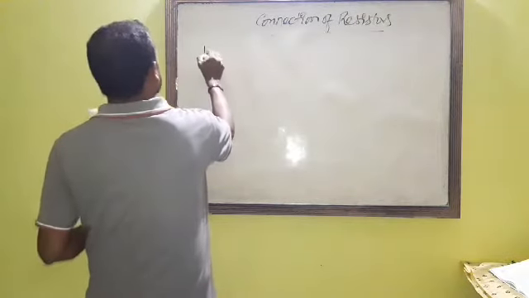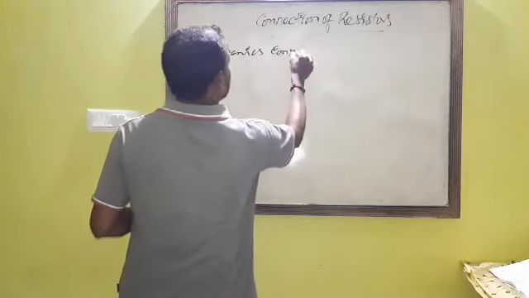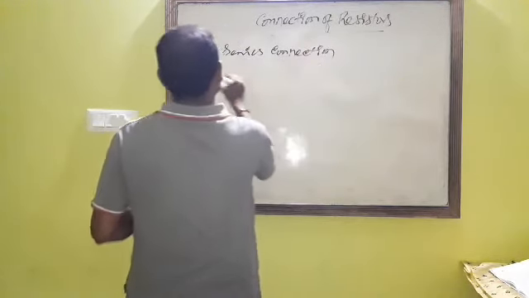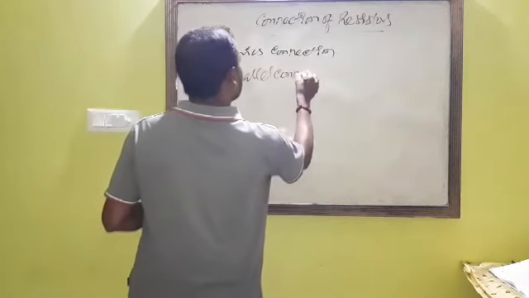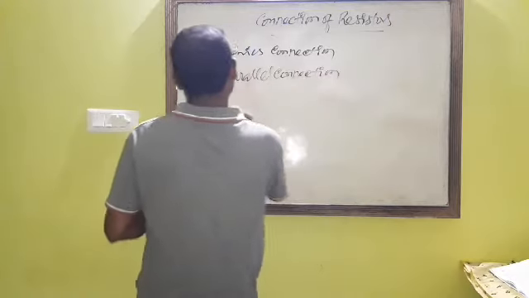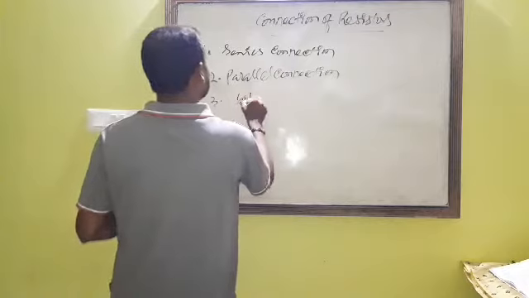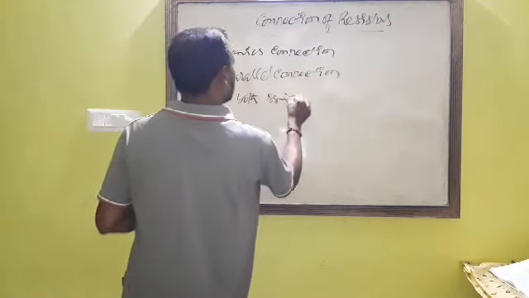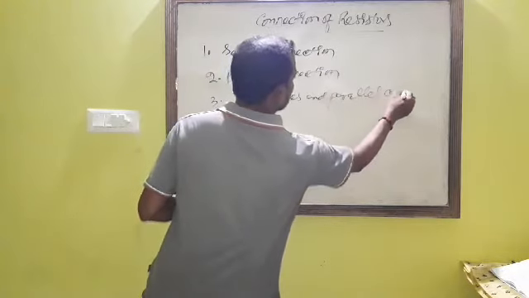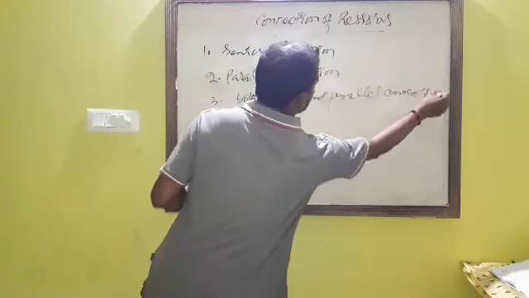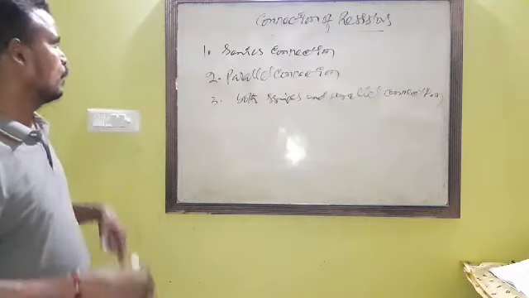So there are three types of connection. One is series connection. Got it? Second one is parallel connection. And third one is both series and parallel connection. Okay? So we will discuss the connections one by one.